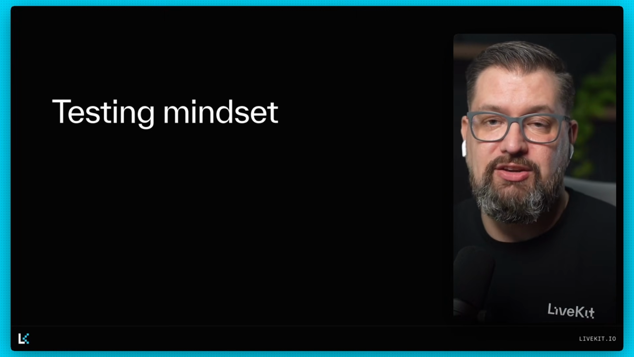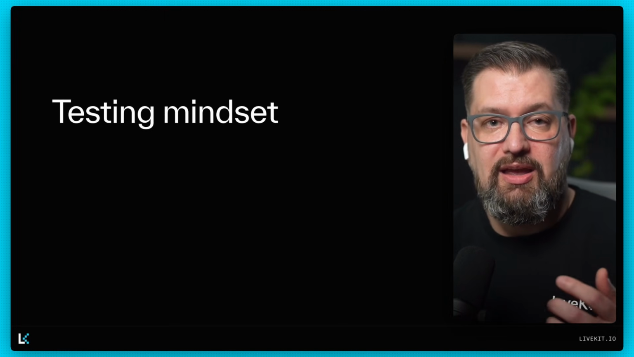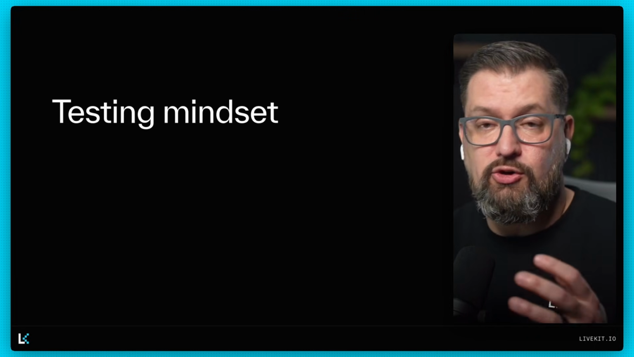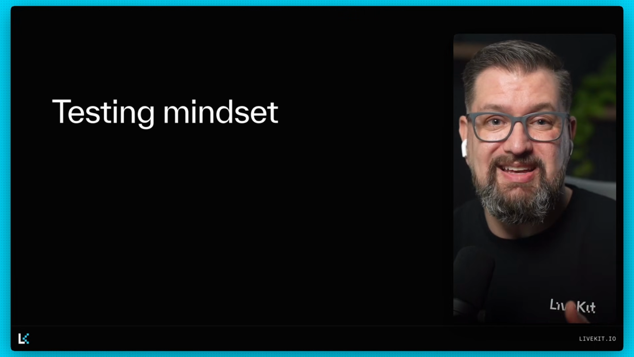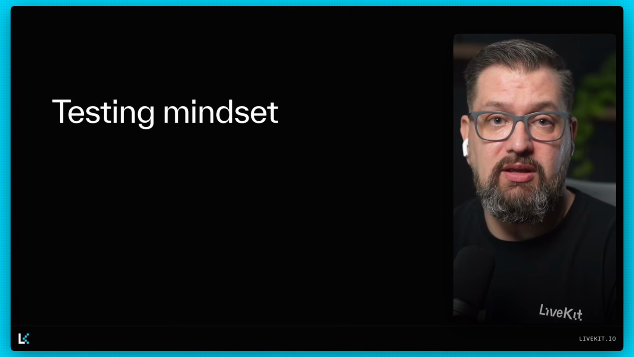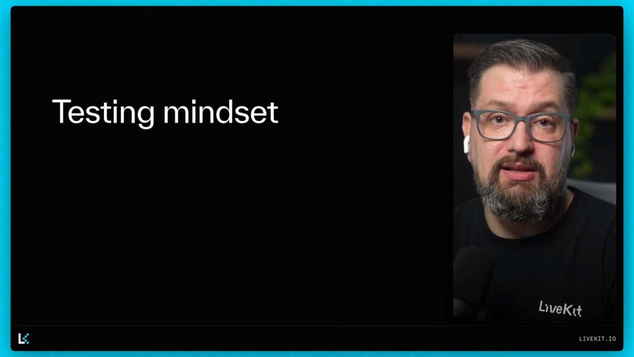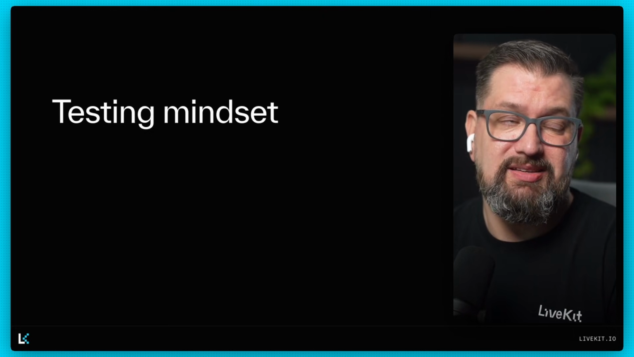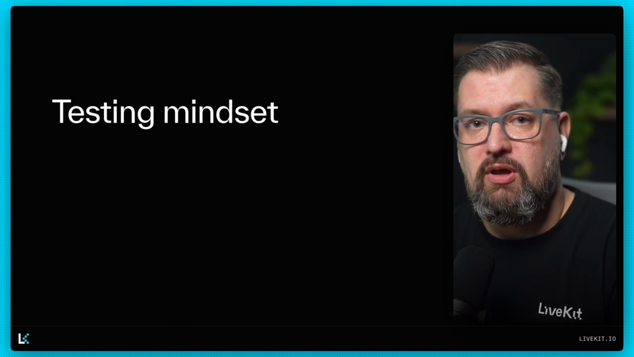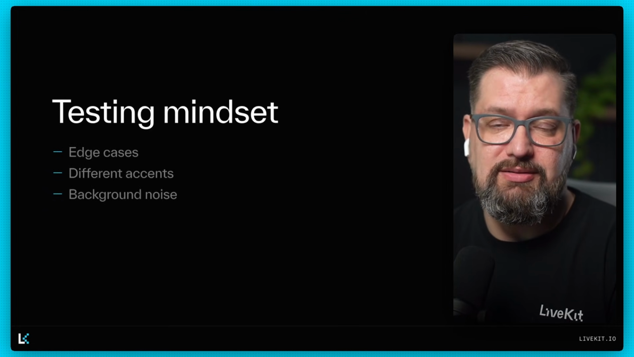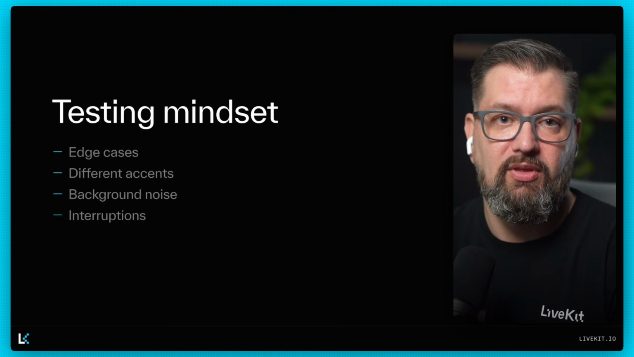Now, voice agents deal with messy real-world inputs. People mumble, they change their minds mid-sentence, and they ask things in ways that you never anticipated. So starting to think about how you'll test these scenarios now will save you headaches later. Now, testing and metrics come up in a later lesson, but start keeping a backlog of scenarios that you want to test as features land. So think about edge cases, different accents, background noises, and interruptions.